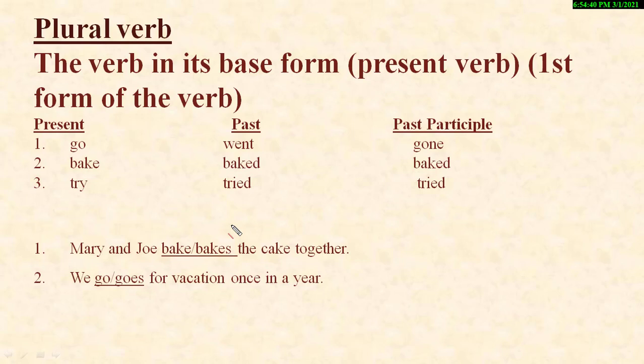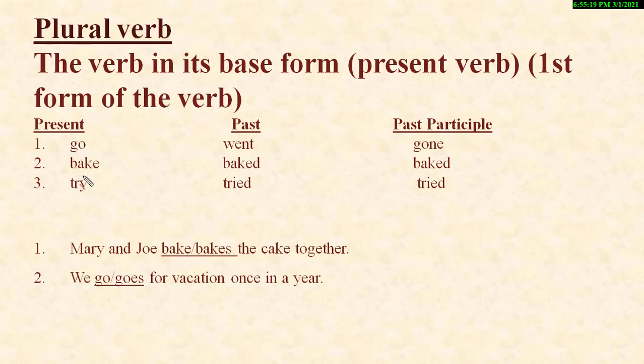Let's first come to the plural verb. The verb in its base form is the plural verb. Base form means the present verb. We also call it the first form of the verb. And this first form of the verb is always in the plural form. Like we have the examples of some verbs here. Here the first verb is go. The past form of go is went. And the past participle form of go is gone. You can see here that the verb go is in present form, so it's a plural verb.